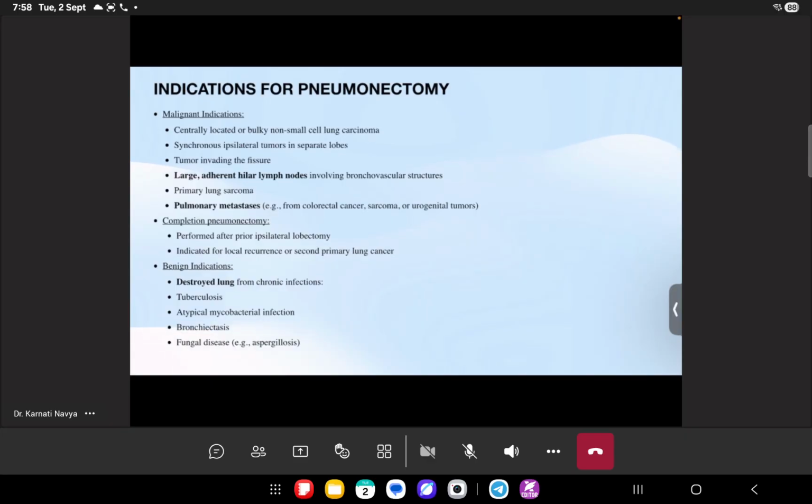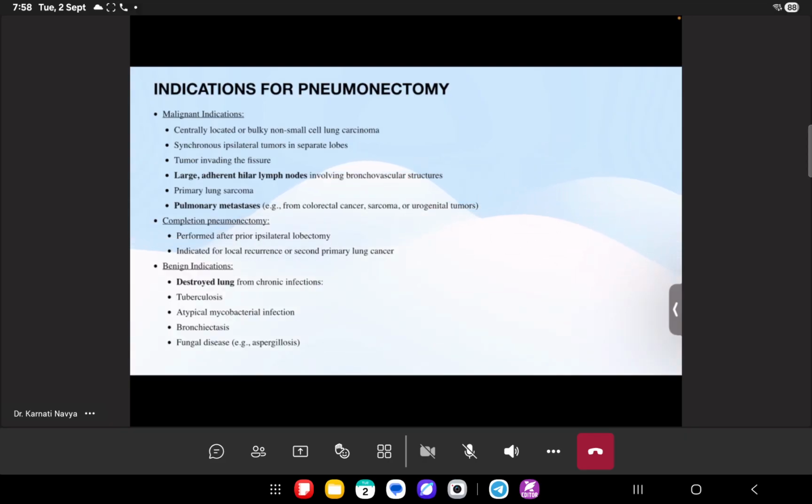Indications for pneumonectomy: malignant indications include centrally located tumors or bulky non-small cell lung carcinomas, synchronous ipsilateral tumors in separate lobes, tumor invading the fissure, large adherent hilar lymph nodes involving the bronchovascular structures, primary lung carcinoma, and pulmonary metastasis from colorectal cancer, sarcoma, or urogenital tumors. Completion pneumonectomy is performed after ipsilateral lobectomy, indicated for local recurrence or a second primary lung cancer.